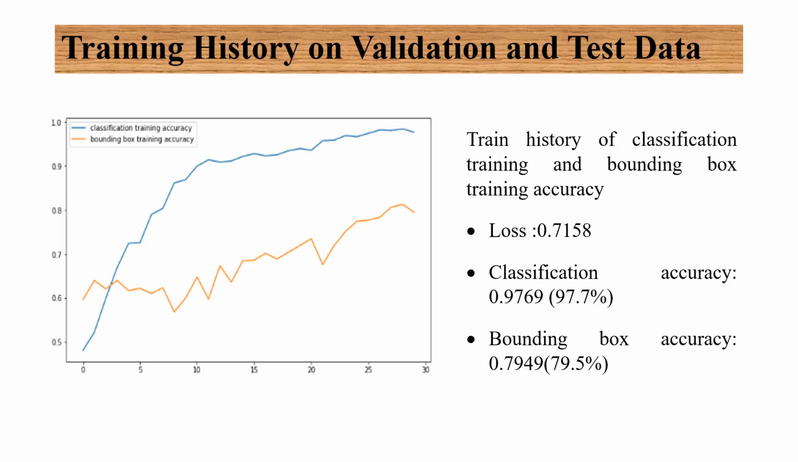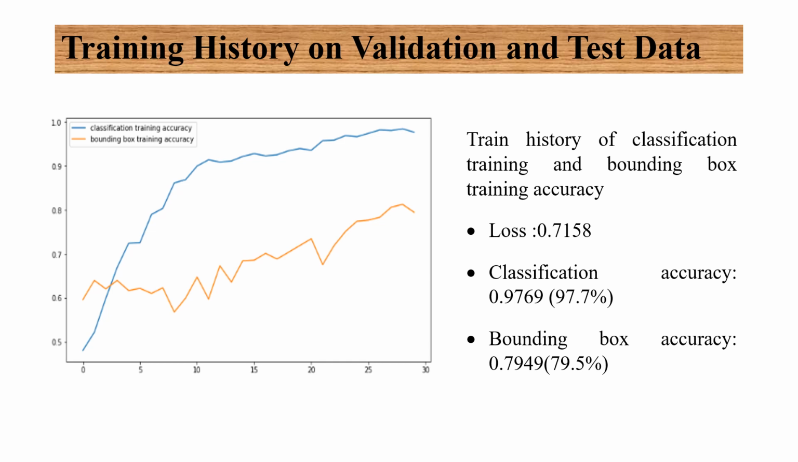Results and evaluations. Now, going to the training history on validation and the test data. While training the data set, it was observed that validation loss improved from 0.78 to 0.74, same as the accuracy, which improved from 0.59 to 0.63. For bounding box, it improved from 0.48 to 0.50 for classification. This cycle of training and validation was completed for the defined 30 epochs, and the following result was obtained.